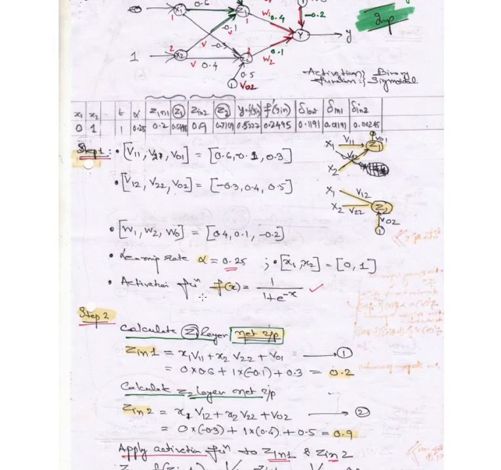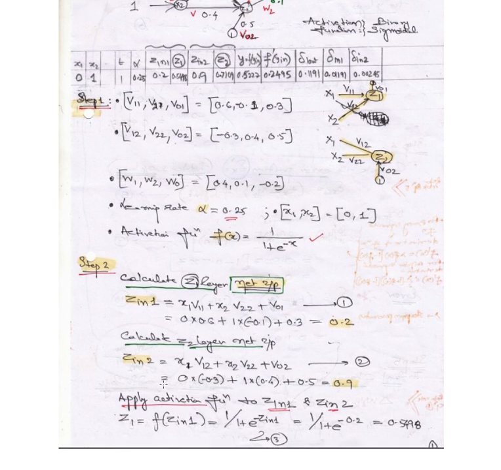Similarly, for Z_in_2 also we are taking this one, and we have x1 and x2, which we know are 0 and 1, and V02 also we know it is here, and we have found it here. So this is Z_in_2. Now we are going to find Z1. Z1 is f of Z_in_1, that is 1 upon 1 plus e to the power minus 0.2, and you get 0.5498. So this is what you got in the first case with respect to Z_in_1.